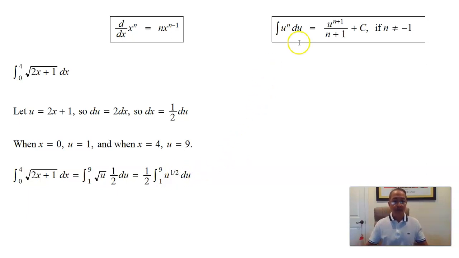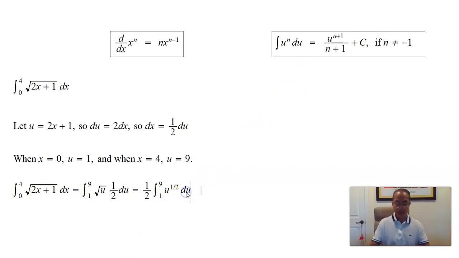Okay? So the power rule says you take 1/2, the exponent in the integral, you add 1. Okay? 1/2 plus 1, 3/2. So that will be the power of u to the 3/2, and we will also divide by 3/2.